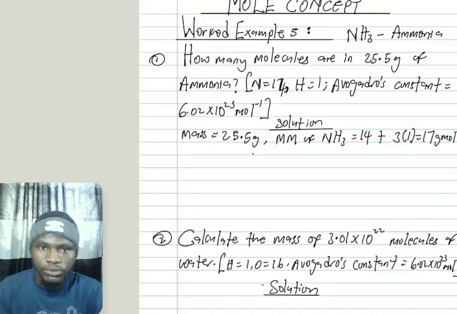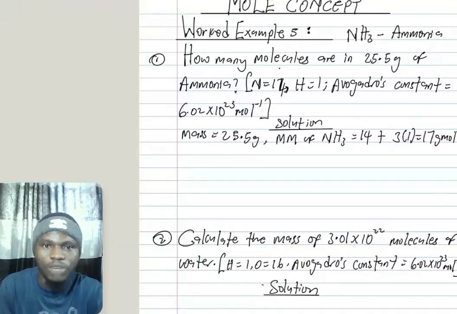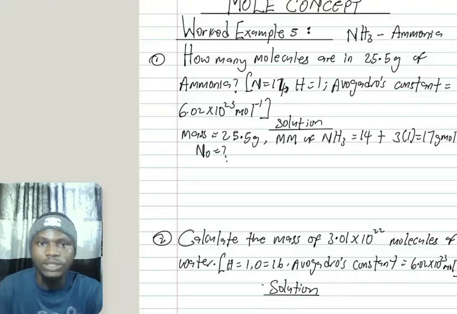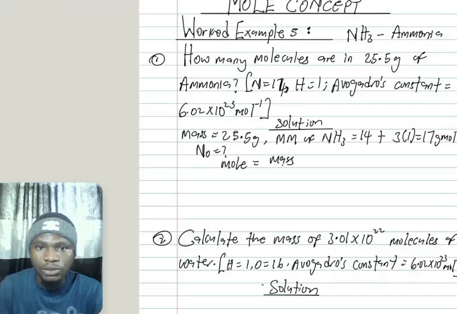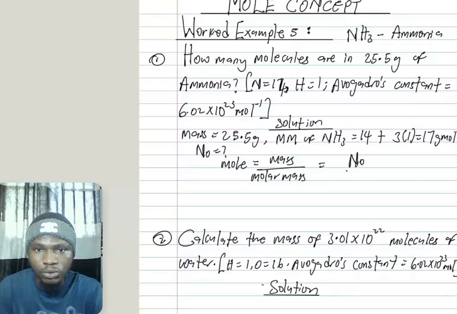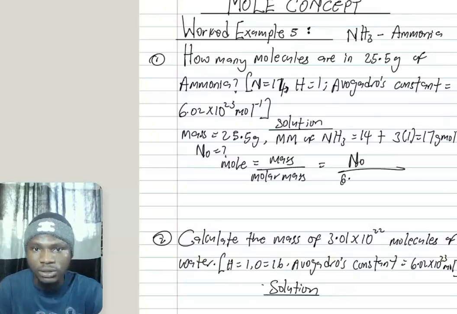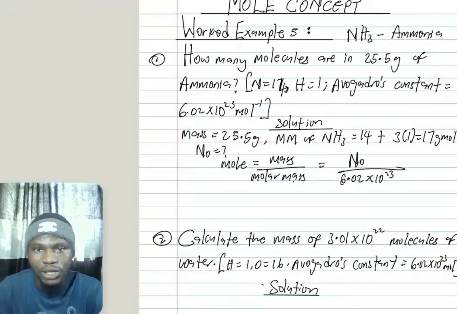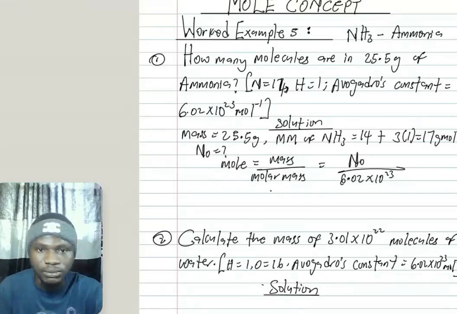Now, we have the mass, we have the molar mass. But the question asks us to calculate the number of molecules, and that is NO. We have to calculate this. And remember, we have mass and molar mass. That makes us remember that mole is equal to mass over molar mass. Right? Good. Also, there is number of particles there. So you say mole equal number of particles over Avogadro's constant, 6.02 times 10 to the power 23. Are you there? Now, we have this, we have this, we have to calculate this. So therefore, what is the mass? 25.5 divided by the molar mass, which is 17.